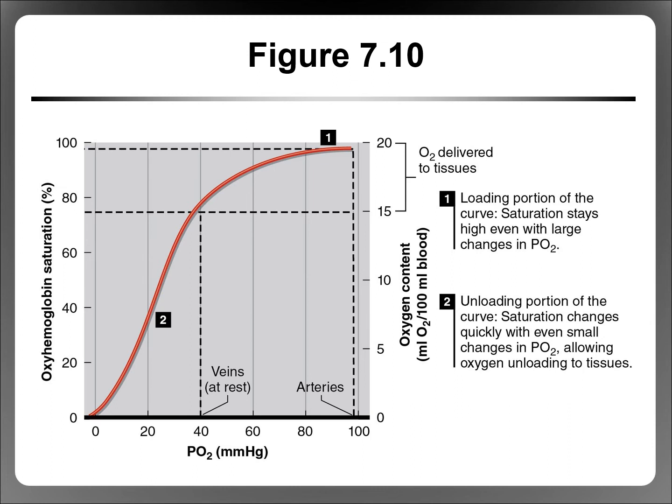When you look at it from the top to the bottom, we see this upper portion that is the loading portion. No matter how much I change the pressure, there's going to be a pretty high amount of oxygen loaded onto our hemoglobins. However, as we start to branch into the unloading portion, saturation is going to change quickly even if I only have small changes in pressure. And this is because we are allowing oxygen to unload into our tissues.